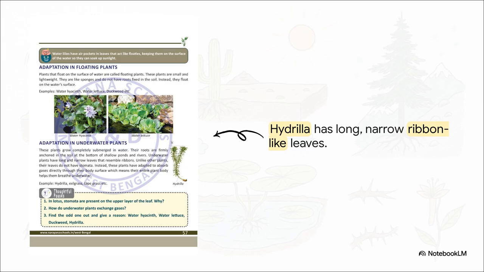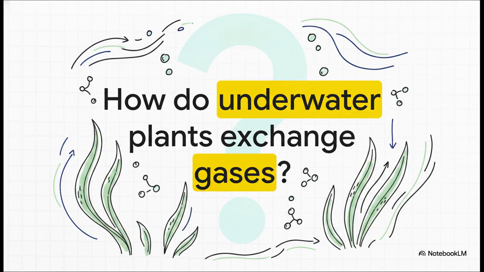And here is a super interesting fact. These underwater leaves have absolutely no stomata. Remember, stomata are the tiny pores plants usually use to breathe. So this brings up a really wonderful question. If the hydrilla doesn't have any stomata, how in the world does it breathe? How does it exchange gases underwater?